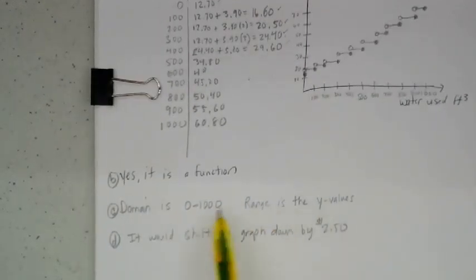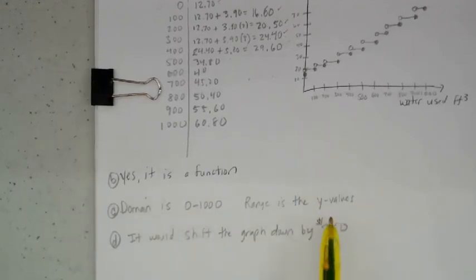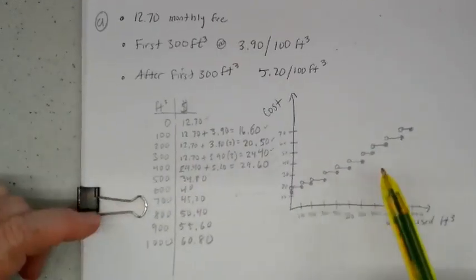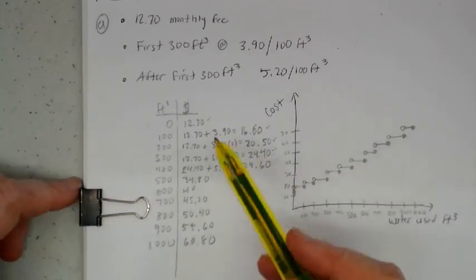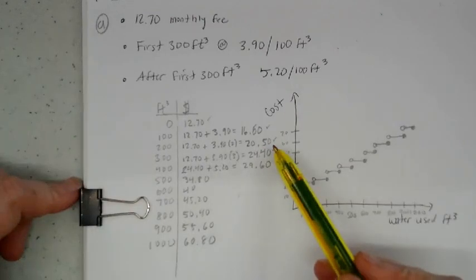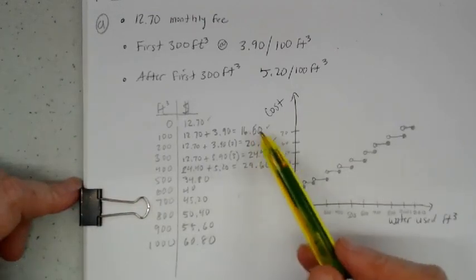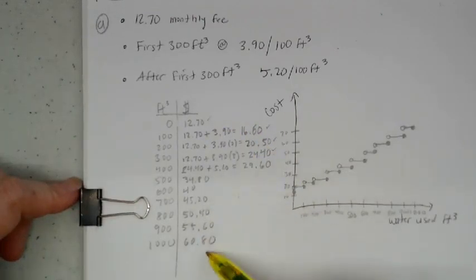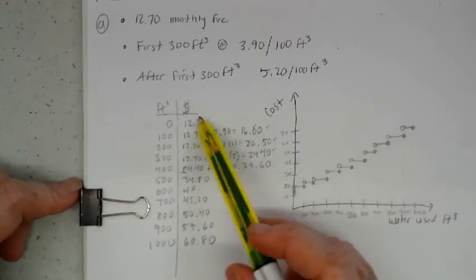The domain is just from 0 to 1,000, but the range is just the y values, and there are gaps in between them. The range is just 12.70, 16.60, 20.50, 24.40. It's just these 11 numbers that are in my money column in the table.